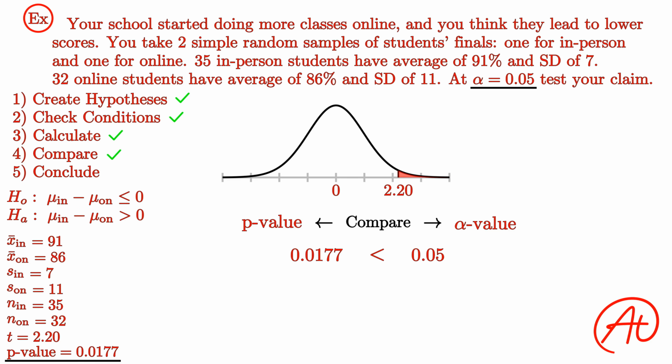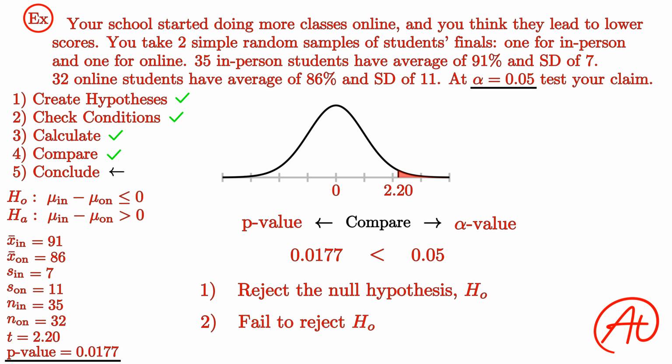Okay, great. Now that our comparison is done, we can move on to our last step, conclude. If you recall, there are only two conclusions you can make for hypothesis testing problems. We can either reject the null hypothesis in favor of the alternative hypothesis, or we can fail to reject the null hypothesis. To know when to make each conclusion, I like to remember the saying, if p is low, reject H0. That means that if our p-value is low, aka lower than our alpha value, we should reject H0, the null hypothesis. If the p-value is greater than the alpha value, then we would fail to reject the null hypothesis.